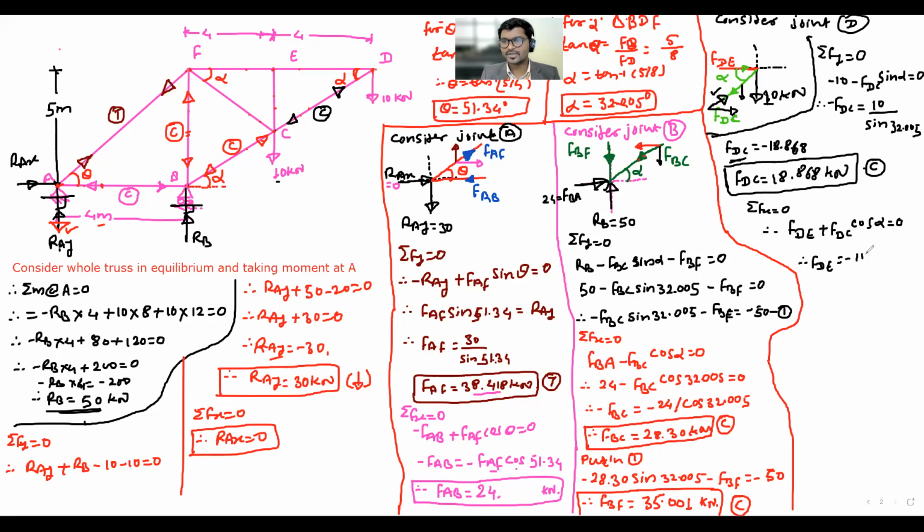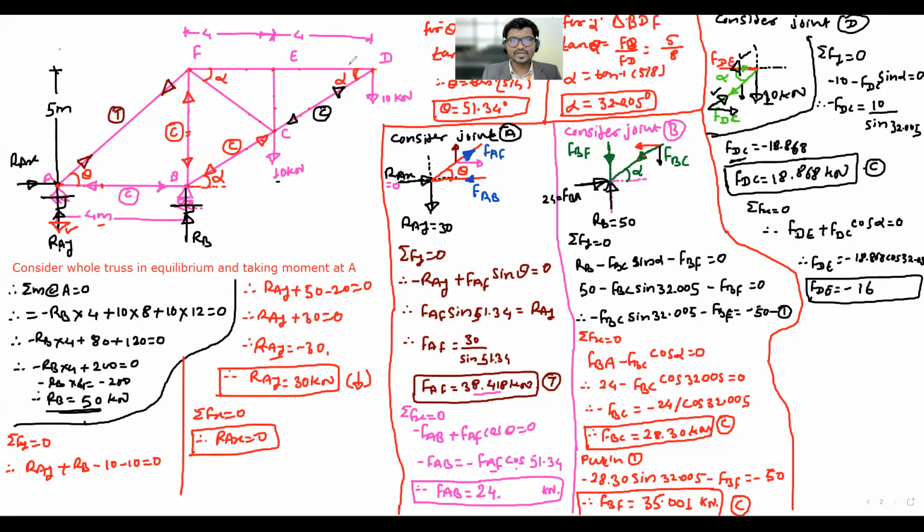We know F DC. 18.868 cos of alpha, which is 32.005. So F DE is equal to how much minus? Cos 32.005. 16. Minus 16. Minus 16, so how is the direction? Wrong. It is wrong. Correct its direction, it will be towards the right side.